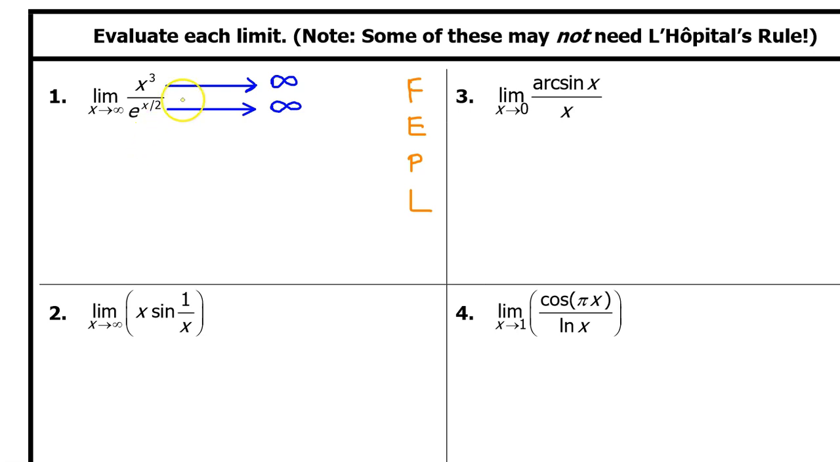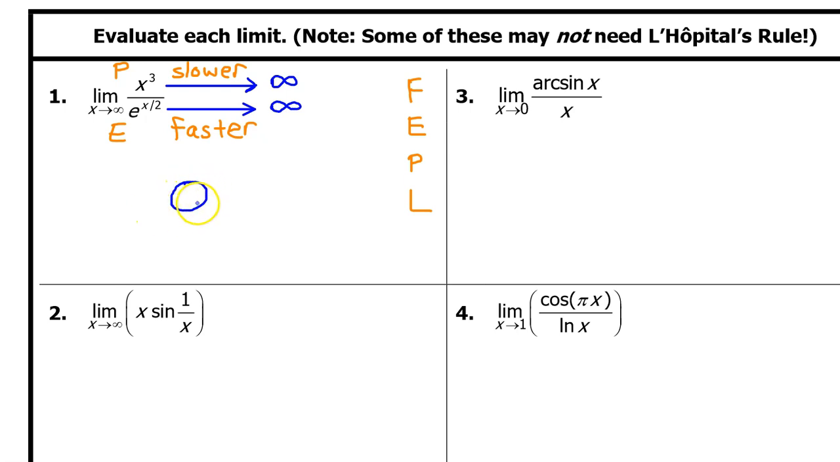Looking back at number 1, yes, the numerator and denominator are both approaching infinity, but they are not approaching infinity at the same rate. X to the third power is a very small polynomial, and e to the 1/2 x power is an exponential function. According to our acronym FEPL, exponential functions approach infinity faster than polynomial functions. If the denominator is growing faster than the numerator, then the denominator is getting bigger and bigger and bigger compared to the numerator. So the overall value of the fraction is getting smaller and smaller, closer and closer to 0.